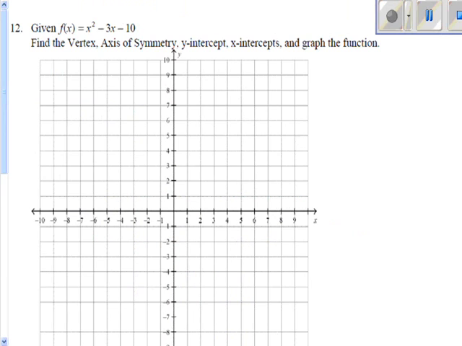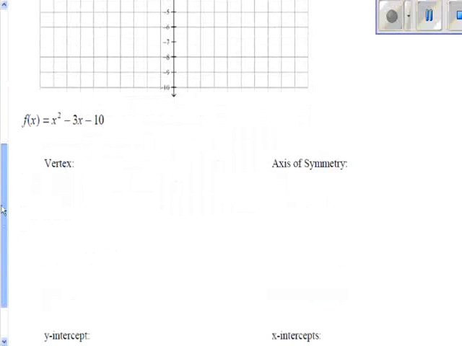For this last question, this is one that we've dealt with a lot. We want to find the vertex, axis of symmetry, y-intercept, x-intercepts, and we want to graph the function. All right, and here's our function. I went ahead and copied it down here for myself.